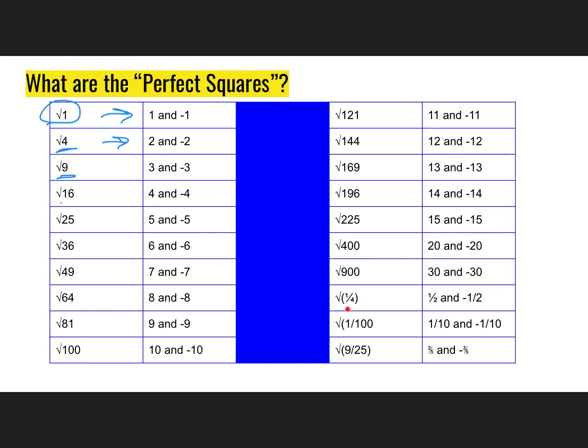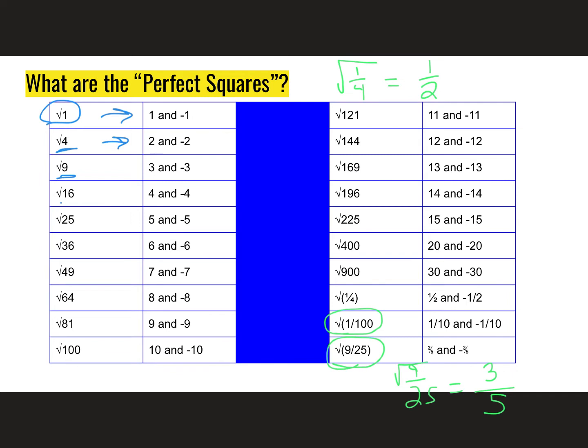The square root of 1/4 is 1/2. It makes a little bit more sense if we look at it like this. The square root of 1/4 is 1/2. If I do 1/2 times 1/2, we get 1/4. Same thing if you look at the next one, the square root of 1/100, it's 1/10. And again, when we have 2 perfect squares, the square root of 9/25 would simply be 3/5. Makes sense if you look at it that way.